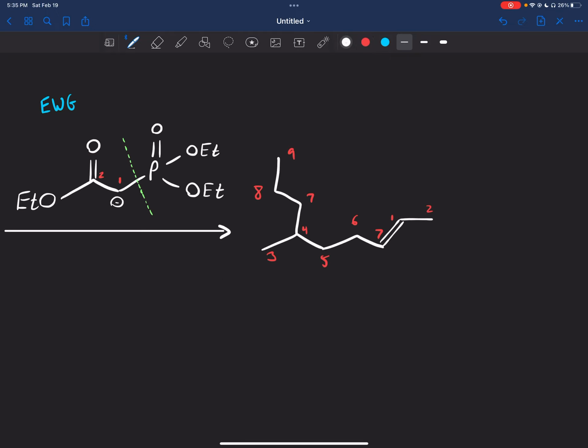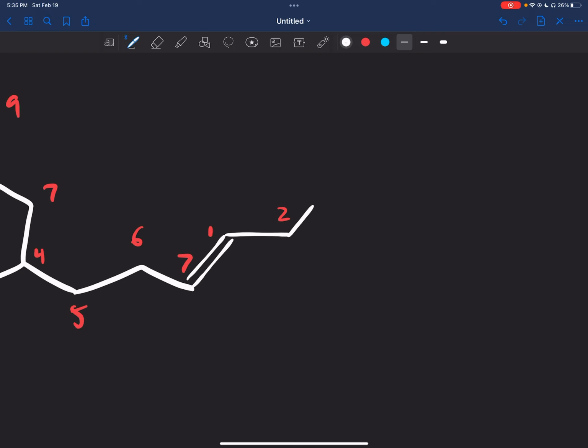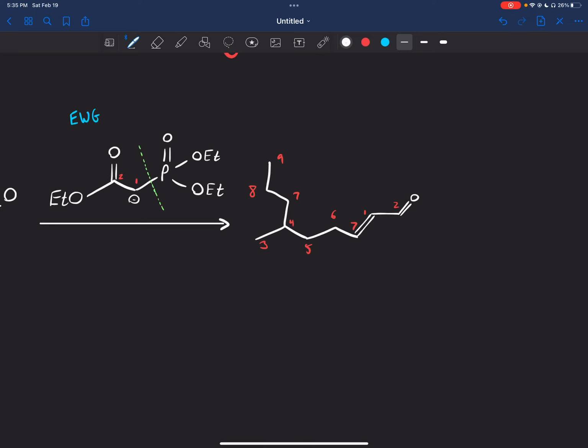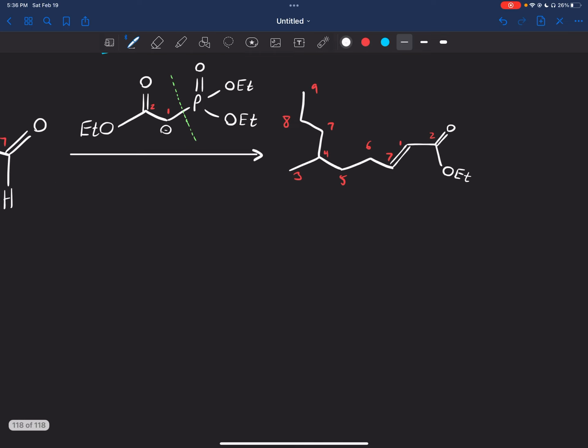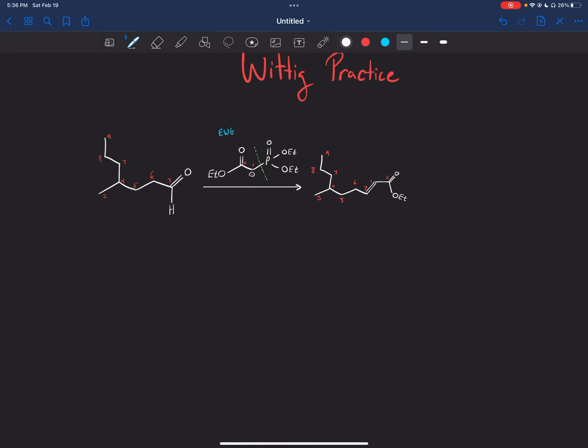2 has a double bonded O on it, and it's got an oxygen with an ethyl on it. And that is my product of the HWE modification Wittig reaction.